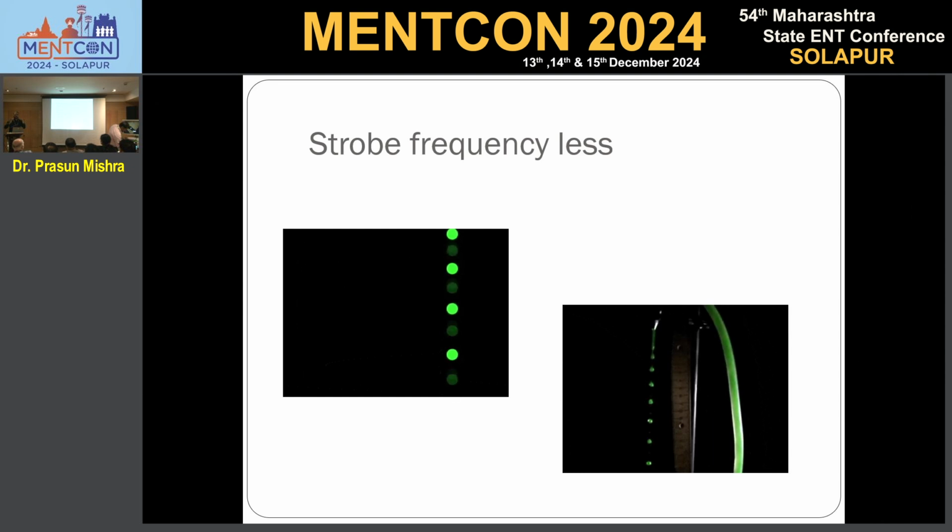We want to see a slow movement of the vocal cord, and for that the frequency of the strobe light should be slightly less than the movement of the vocal cords. So first take home message is, in stroboscope the frequency of the flickering light should be slightly less than the vocal cord movement. Now who will decide? How do we know the frequency? This machine will decide.